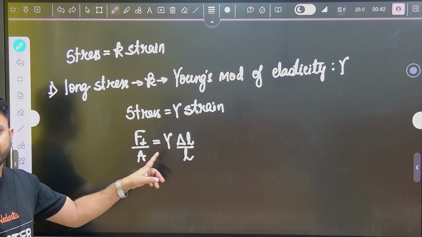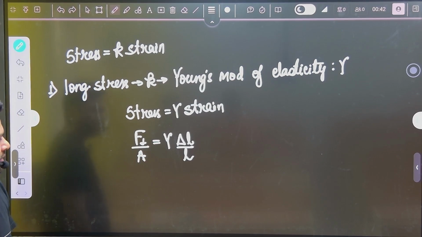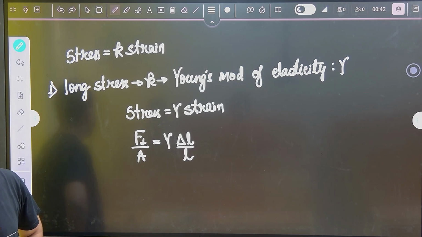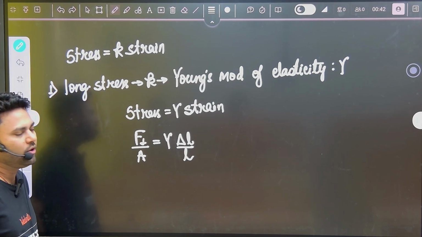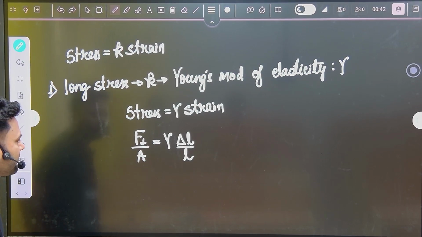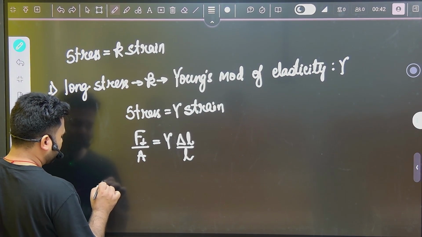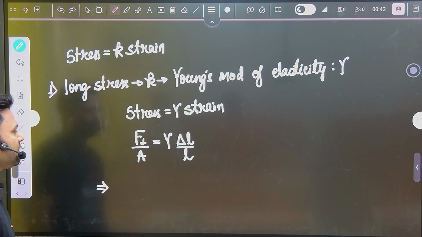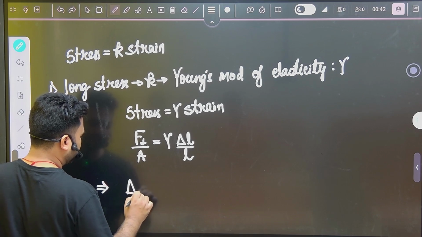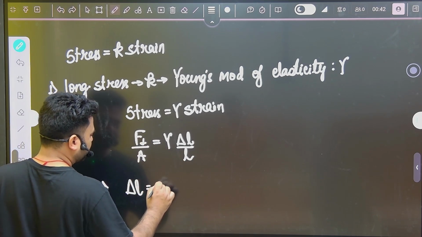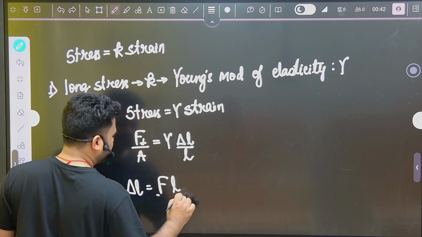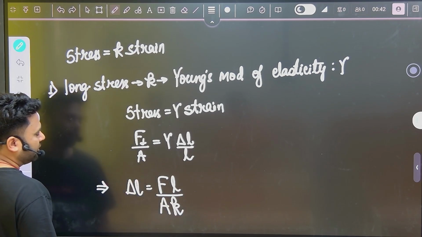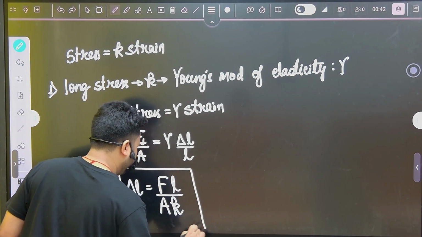This formula is very important, because 90% of the time they give questions from here only, longitudinal stress. So stress equals some constant multiplied by strain. From here, sometimes they ask what is the change in length, that if you apply force, what is the change in the length of the rod? This L will go there, so F by A, and Young's modulus is the constant. So this is the formula for change in length.